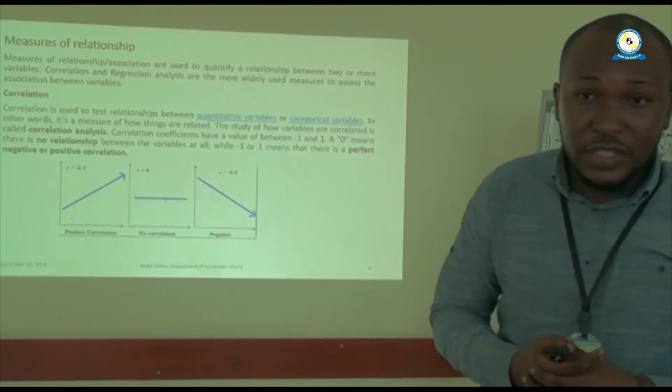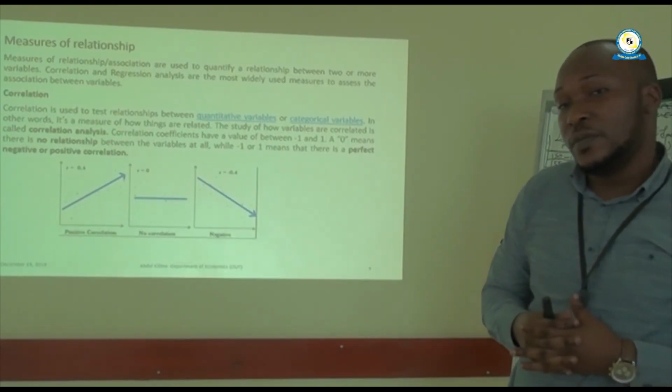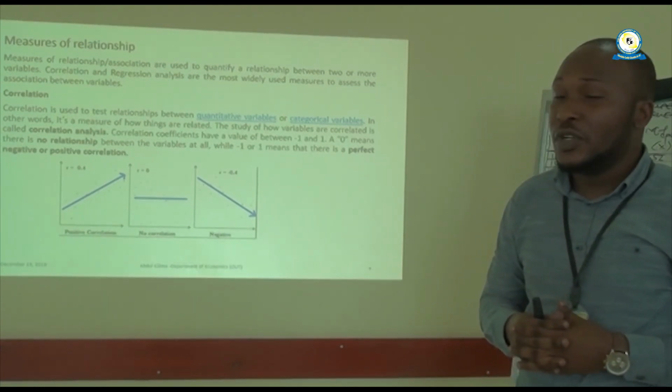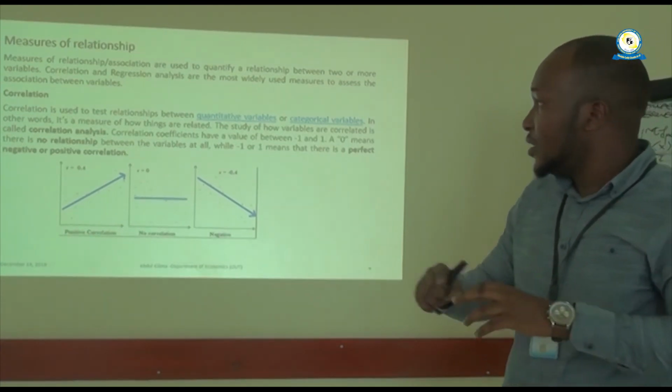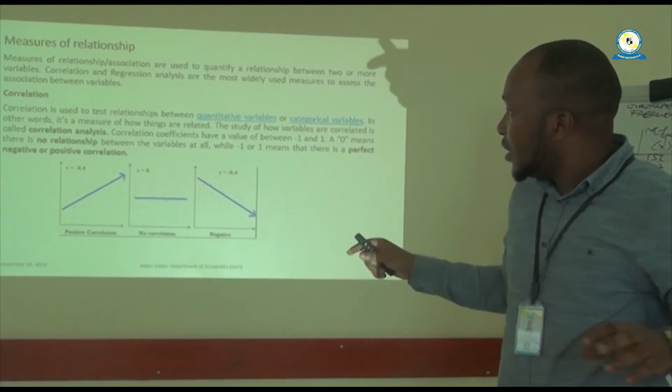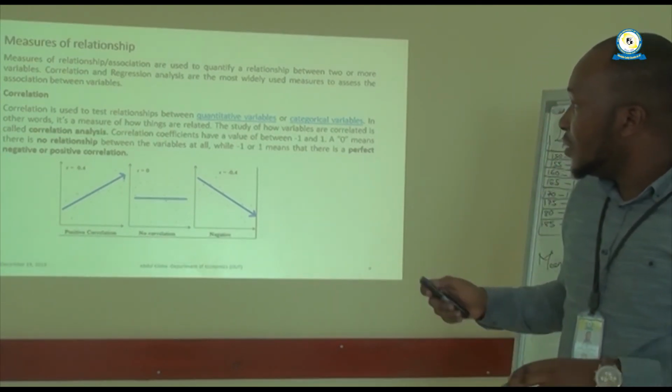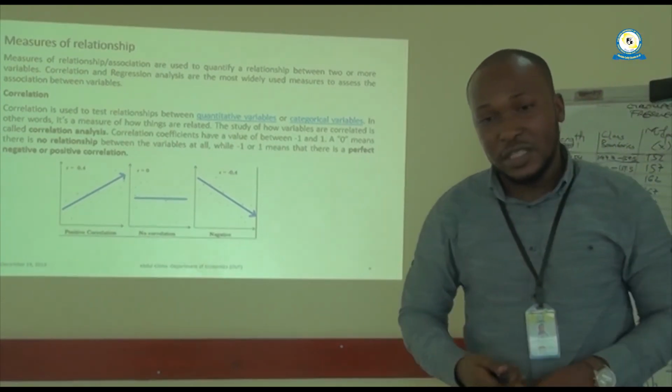Now we go to measures of relationship. We have now seen the variation of the data set. We want to know what the association is, what the relationship is.